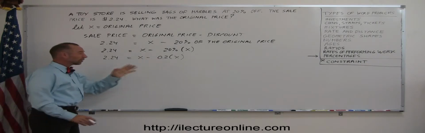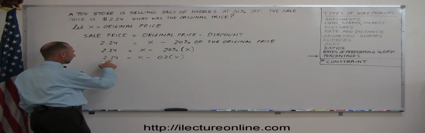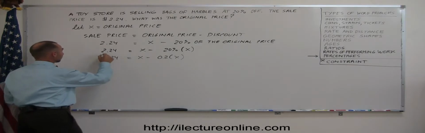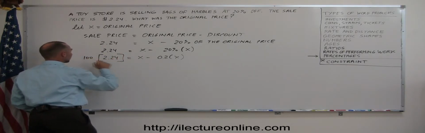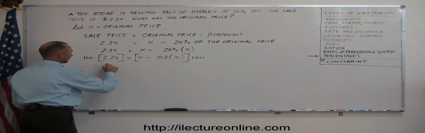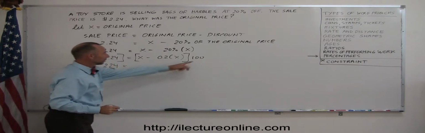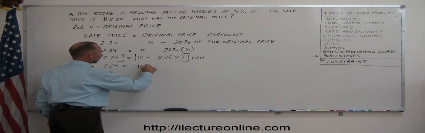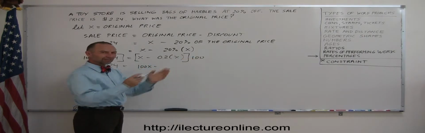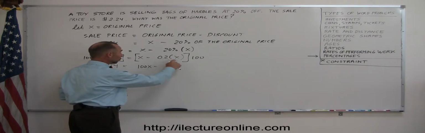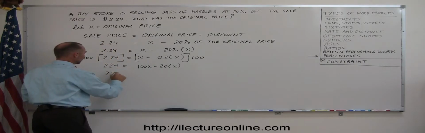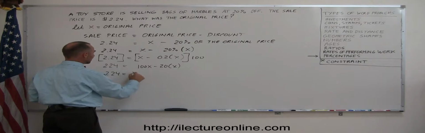But we have decimal places, so we want to get rid of decimal places first. To do that, since there's two places here and one decimal place there, we want to multiply both sides by 100. So multiply the left side by 100, multiply the right side by 100. 100 times 2.24 gives us 224. 100 times x is 100x, minus 0.2 times 100. When you multiply times 100, it's like moving the decimal place over two places, so that gives us 20 times x. And so 224 equals 100x minus 20x, that's 80x.